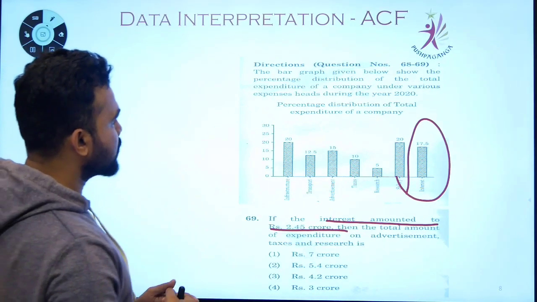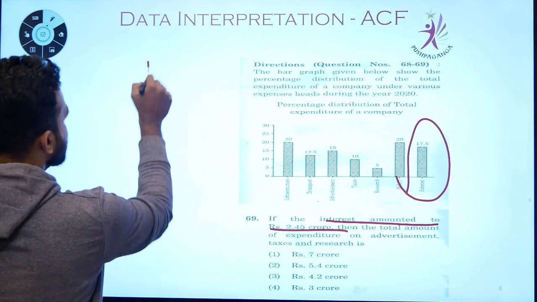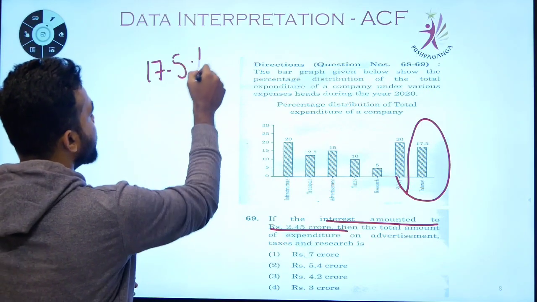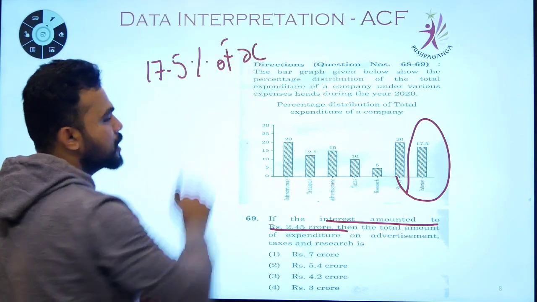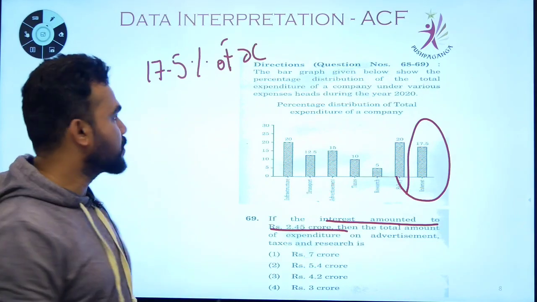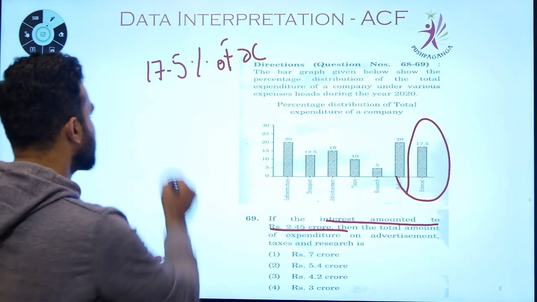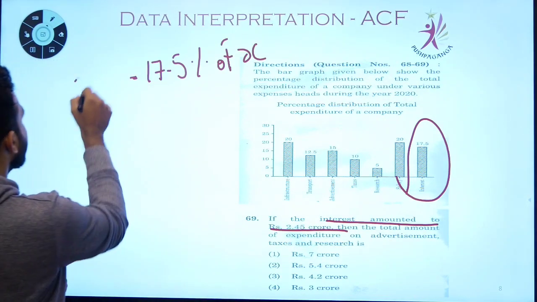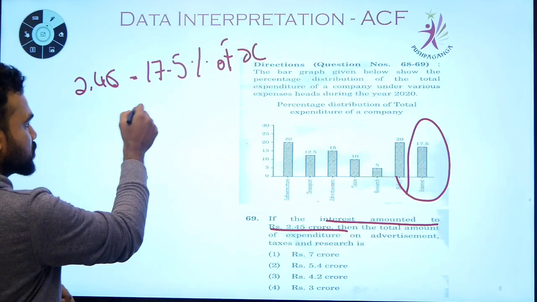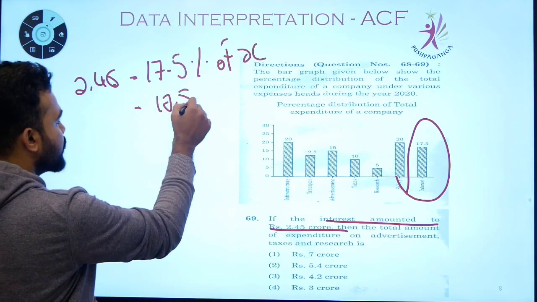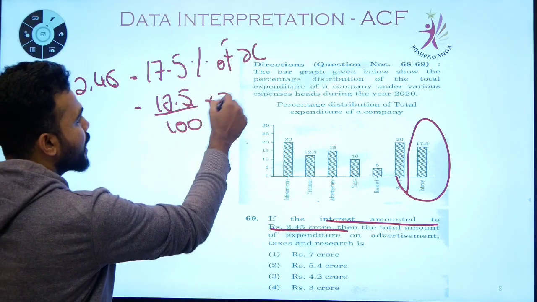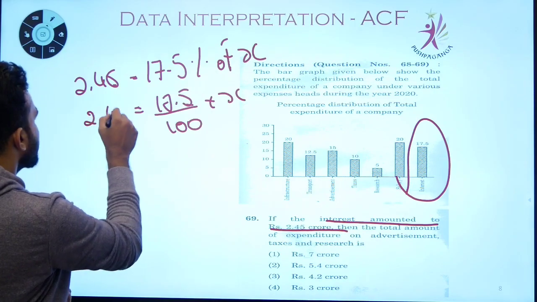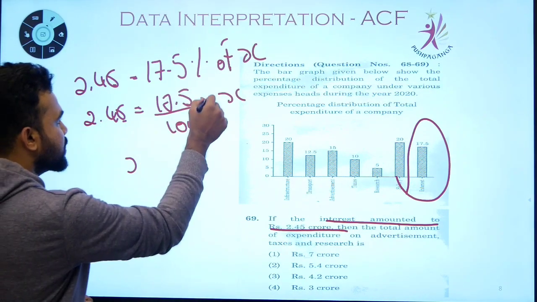As per the data given here, we can know that the value of the interest is 17.5% of the total expenditure. We don't know the value of the total expenditure, so we can take the value as X. Now we need to calculate exactly how much the total expenditure is. Through this data we can calculate using 2.45 crore. So this can be done by 17.5 divided by 100 into X, which is equal to 2.45. So we need to calculate the value of X.